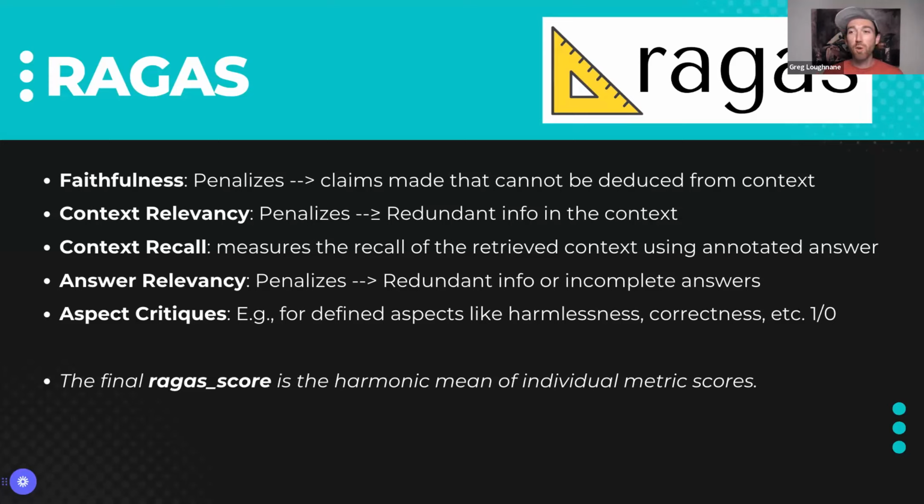So this RAG-as framework, this RAG assessment framework, is a way that we can actually do this. It will calculate faithfulness and context relevancy and context recall and answer relevancy and aspect critiques for whatever aspects we like. So it's sort of a micro view of how to solve this evaluation problem for RAGs.